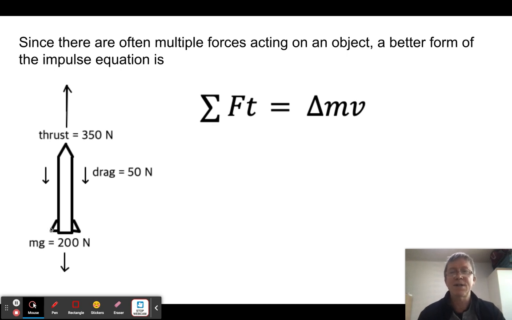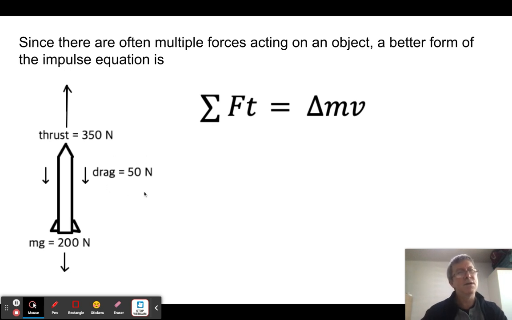I've got a rocket, which I think I drew a pretty cool rocket here myself. In this case, there's an upward thrust force that the engines are producing that's 350 newtons. We'll say that's in the positive direction, because that's the direction it wants to move. Well, mg is pulling it downwards with 200, and there's a drag force of 50 newtons.